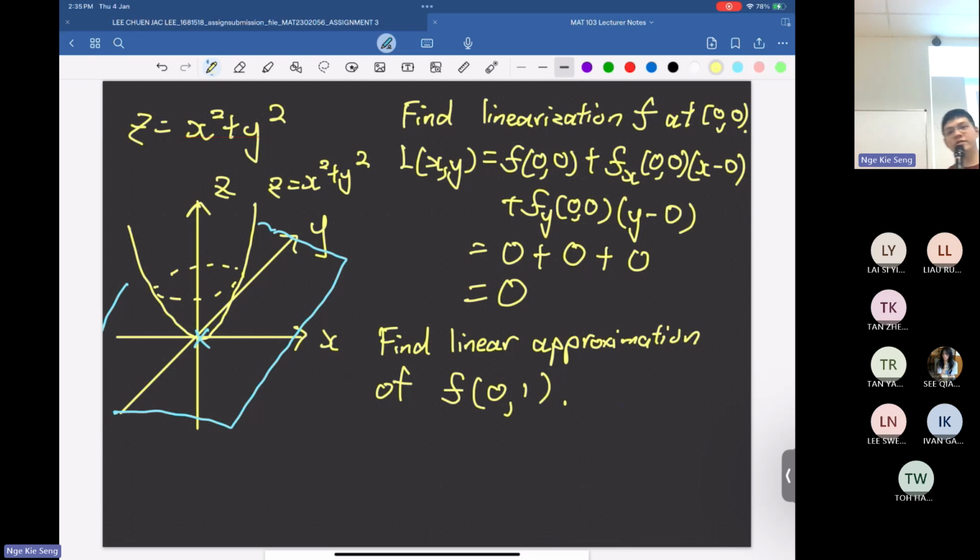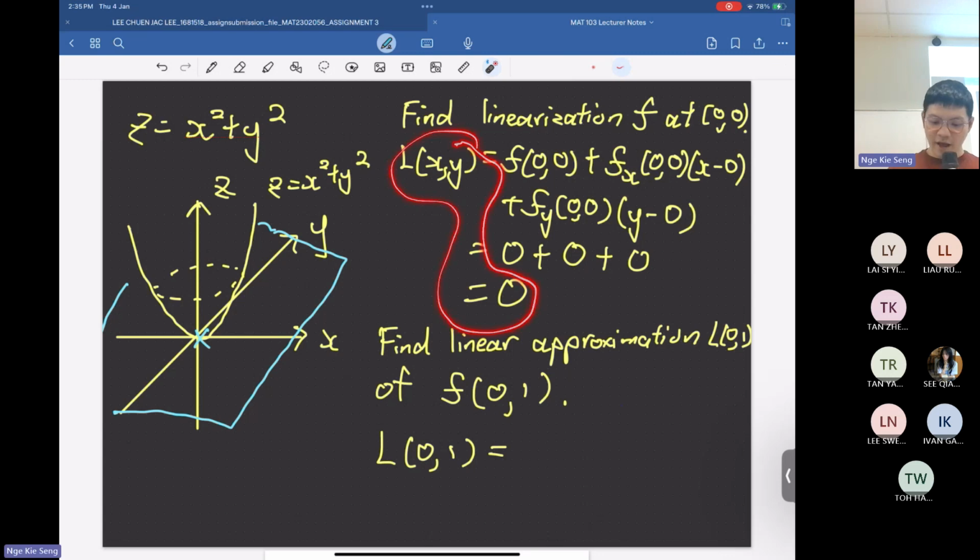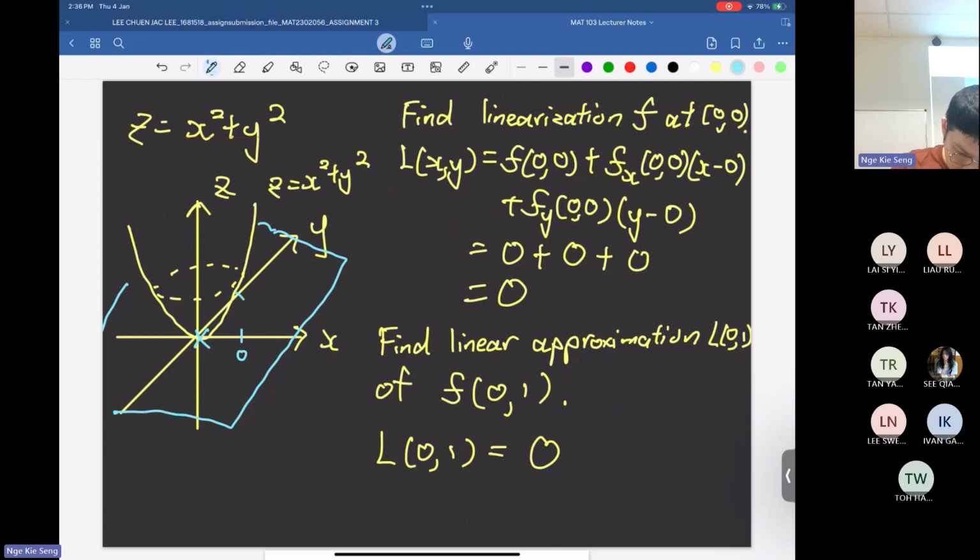Meaning, I need to go to the tangent plane and then find what is L(0,1). So what is linear approximation? This is just L(0,1). What is L(0,1) in this case? Plus your L(x,y) is a constant function, right? So L(0,1) is also 0. Correct or not? So you go to the plane and check where (0,1) is, and then here is your L(0,1). But what is f(0,1)?